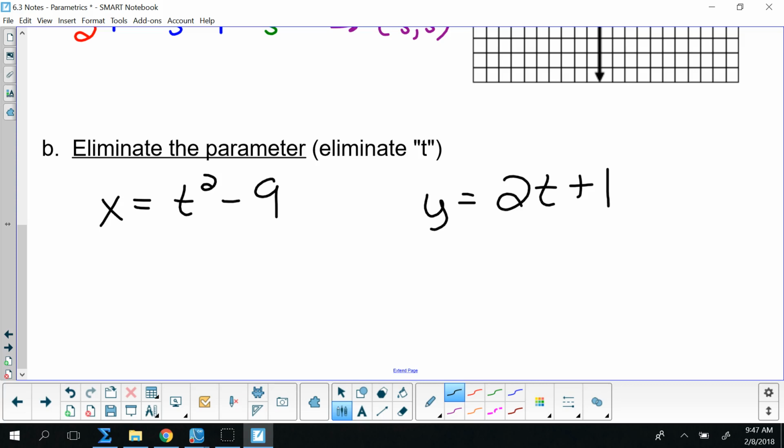Anybody come up with a different way? That's the easiest way, which I'm hoping everybody came up with. The other way is you solve both equations for t, set them equal to each other, and then do that. Okay, but that's doubling your work. Okay, so which equation do you want to solve for t? Work smarter, not harder. Want to solve the y equation for t. Okay, so I would subtract 1, and then I would divide by 2.